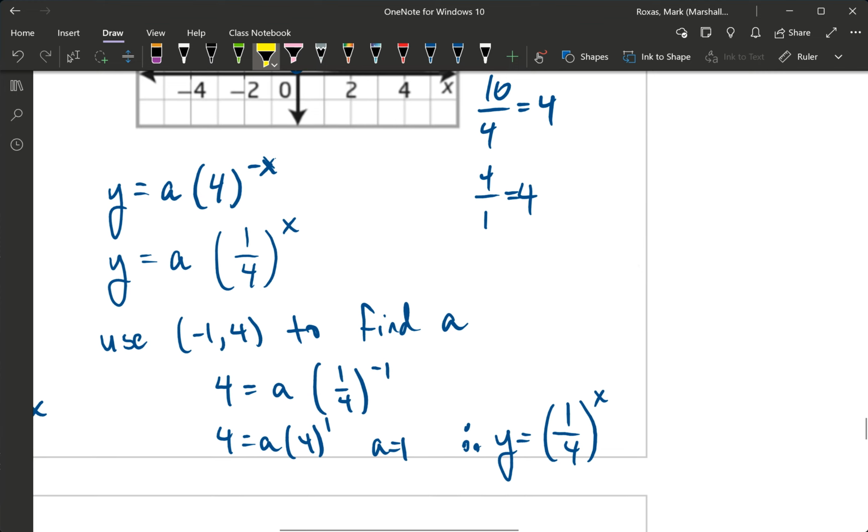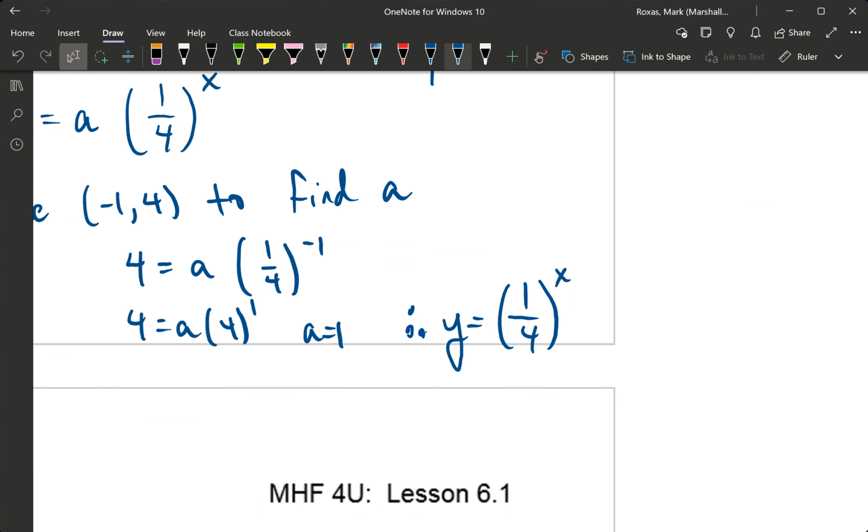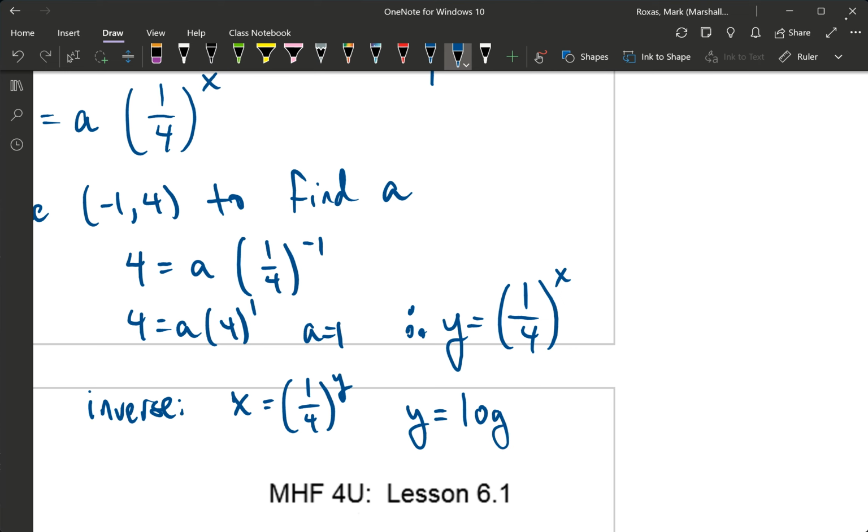All right, sorry, so back to this one. y equals 1/4 to the power of x. If I take the inverse function, let's flip them around: x equals 1/4 to the power of y. But then I'm going to use logarithms here. I need to express this inverse using a logarithm so that I have y in terms of x. So y equals log, with the base as a subscript, 1/4 of x.